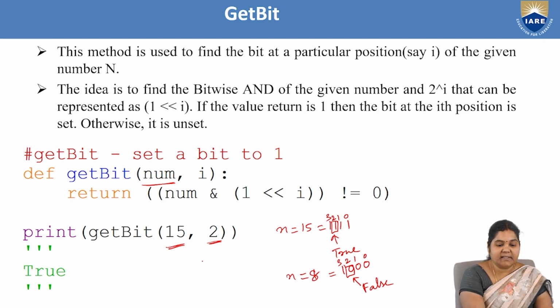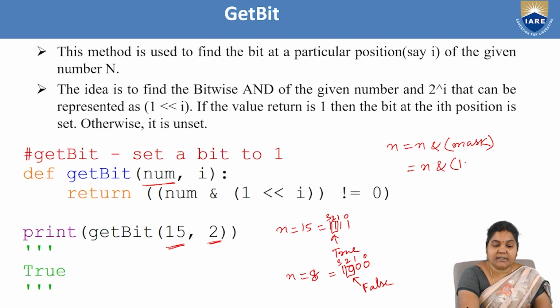For this case, we already know the procedure. This is our given number, so what we will do? Number AND operation with a mask. What is our mask over here? The number AND operation with 1 left shift by the bit you want to check, the kth bit, let us say. This is the mask you have prepared, and do an AND operation. If it is not equal to 0, then that particular bit is set. If it is equal to 0, then that particular bit is unset or clear. You have to understand like this.